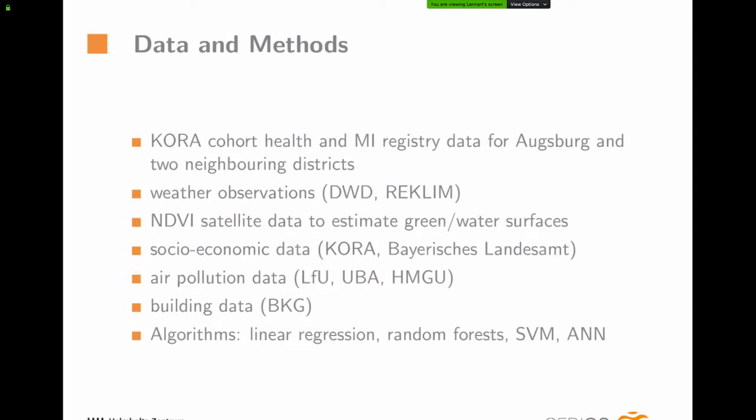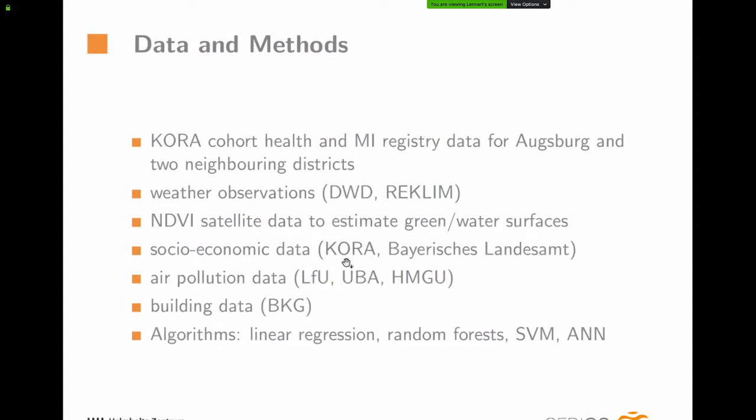So we're also going to use weather observations. Of course, we're interested in modeling the effects of heat waves, so we need to know when heat waves have occurred in the past. And for that, we will use historical climate observations from DWD and from the RECLIM project. And then also, we'd like to use NDVI satellite data to estimate green and water surfaces, because these might have an effect on how likely someone is to suffer from MI.